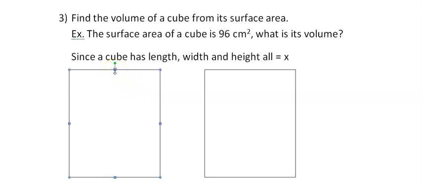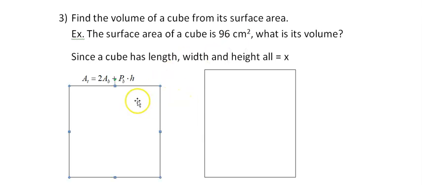What is important about a cube is that it is a rectangular prism. So given the surface area, I know that the area formula is 2ab plus perimeter base times height. But I also know that a cube has all side lengths equal to x, the length, the width, and the height. So when I first replace those in, this is what I would get. My area base is going to be x times x. My perimeter of the base is 4x, and my height is x.